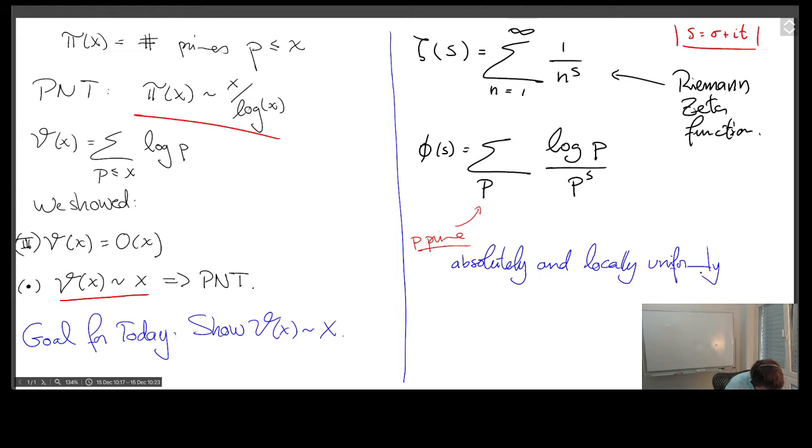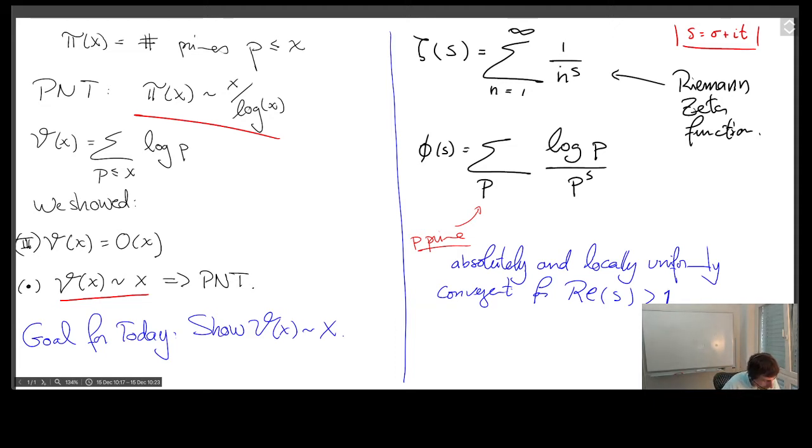Right, they converge on each compact subset. Convergent for s with the real part of s bigger than 1. This is easy to see, because these sums converge.